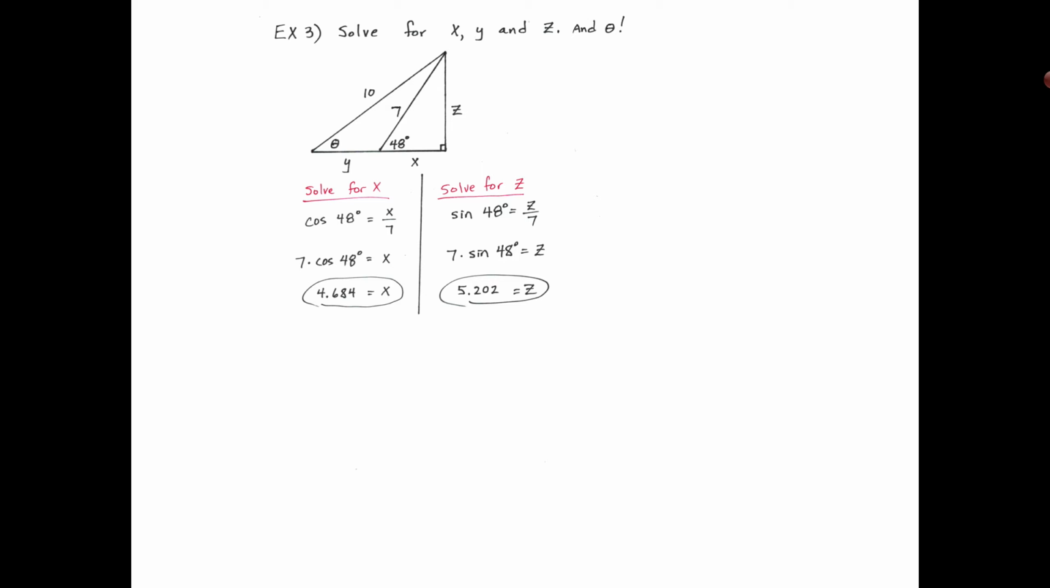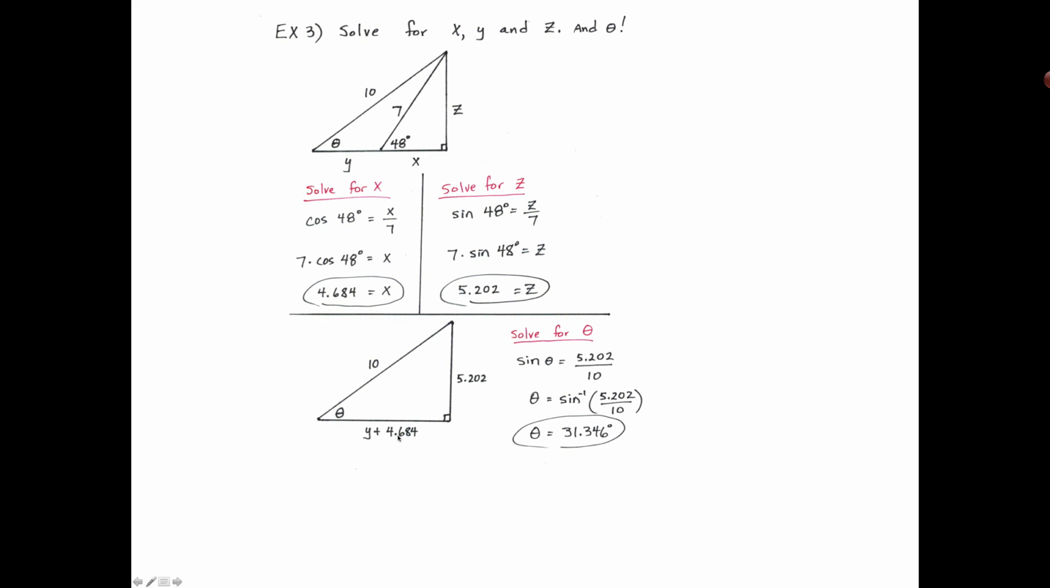What's next? Well, next, what you do is you look at the whole big triangle. So we're done using this 7 and the 48, so I take that out and just look at the whole outside triangle. The bottom length is going to be y plus x. So here it is, y plus x. Then we could solve for theta. So use sine, that would be the opposite over hypotenuse.